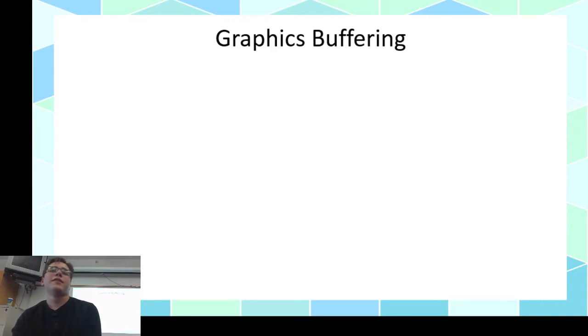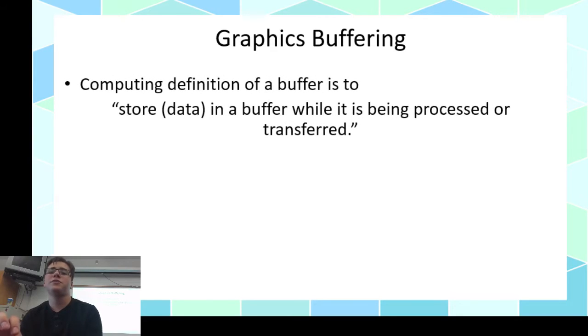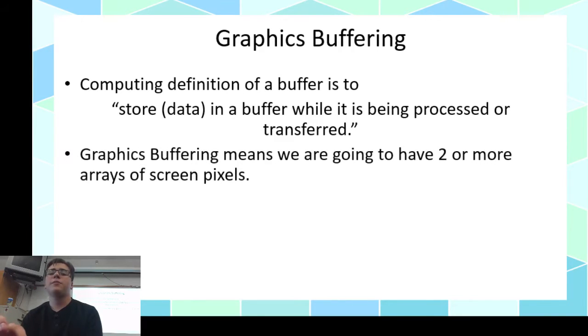So graphics buffering. Let's go ahead and put the computing definition for a buffer, and that is to store data in a buffer while it's being processed or transferred. And graphics buffering pretty much means we're going to have 2 or more arrays of screen pixels. So we're actually going to grab all of the pixels for our screen, and we're going to change those. We're going to change the colors of those pixels and put them back on the screen. And graphics buffering, well, we can do that without graphics buffering, but the user's going to see us editing all those pixels. It's going to see us drawing on the screen, and we don't really want that. We want that to happen in the background.